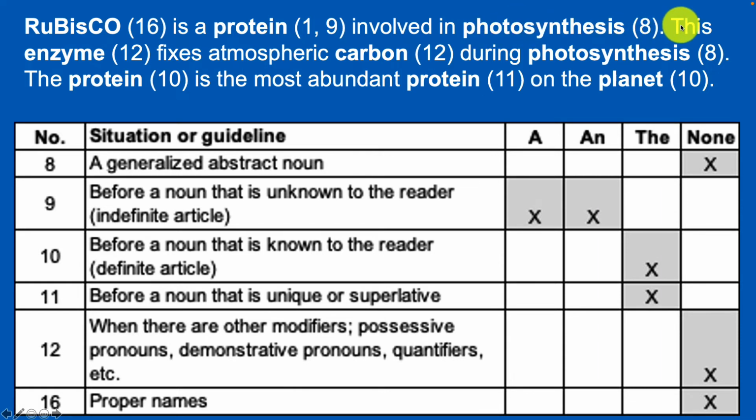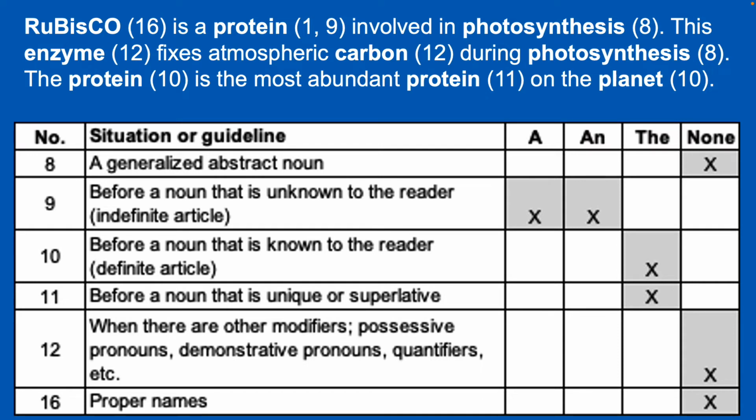Then we say this enzyme. So do we have an article there? No. But we are using rule number 12 when there are other modifiers. So this is standing in for an article. So we don't need to use a, an, or the because it has a different modifier in front of it. It fixes atmospheric carbon. So carbon is using rule 12. Again, it has another modifier in front of it, atmospheric. It's also uncountable. In most situations, you can't count carbon.